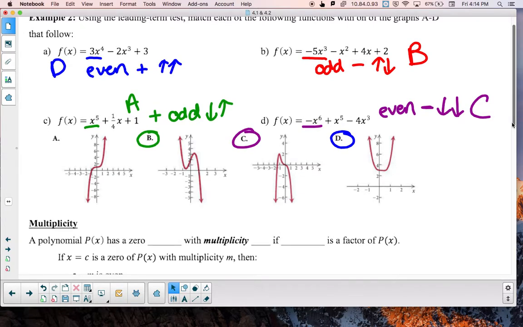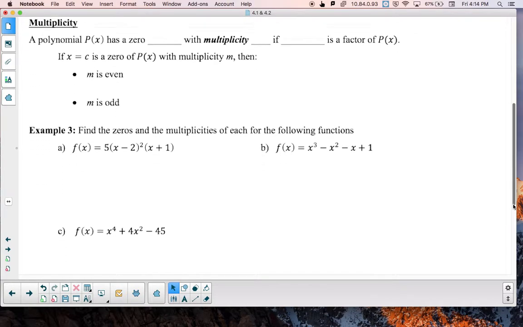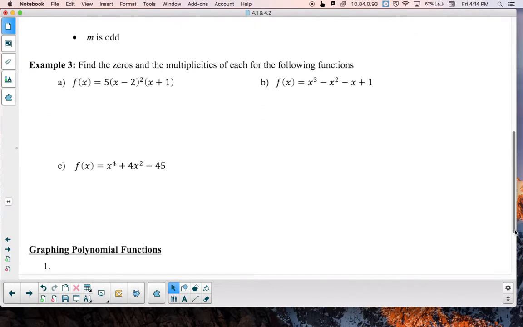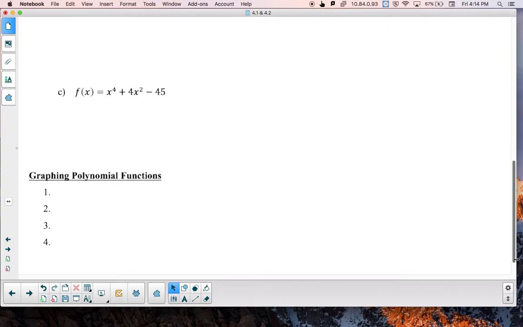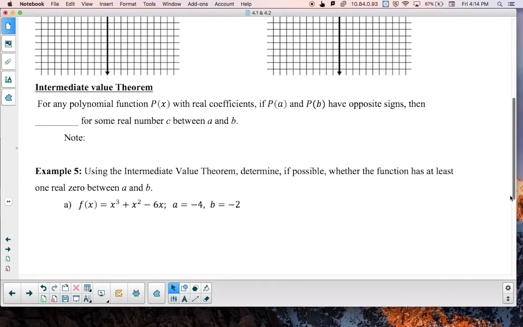And so we will talk about multiplicities in class, so go ahead and skip those. And we will also talk about graphing in class. So go ahead and skip to the intermediate value theorem.